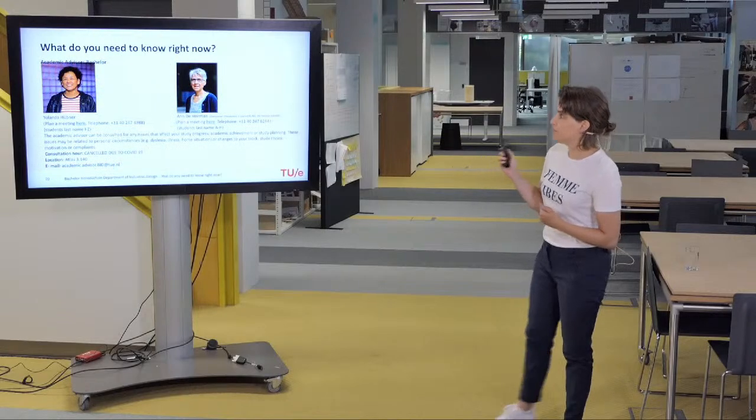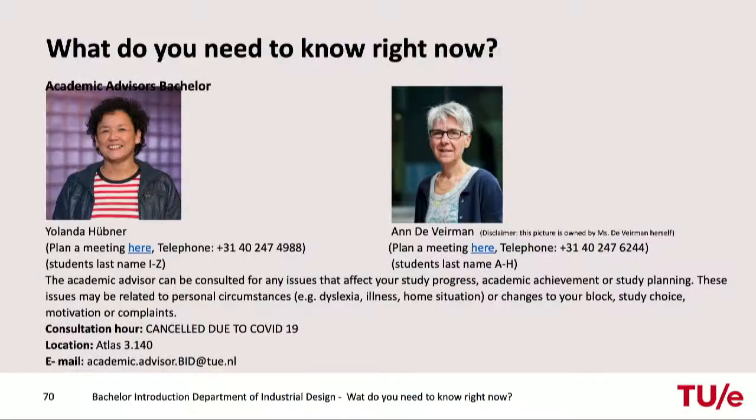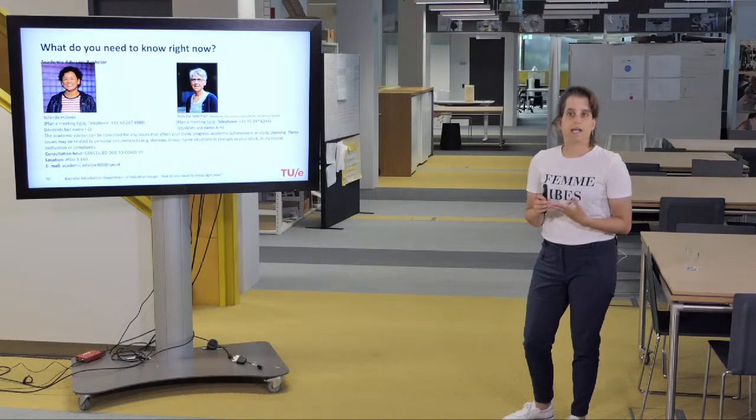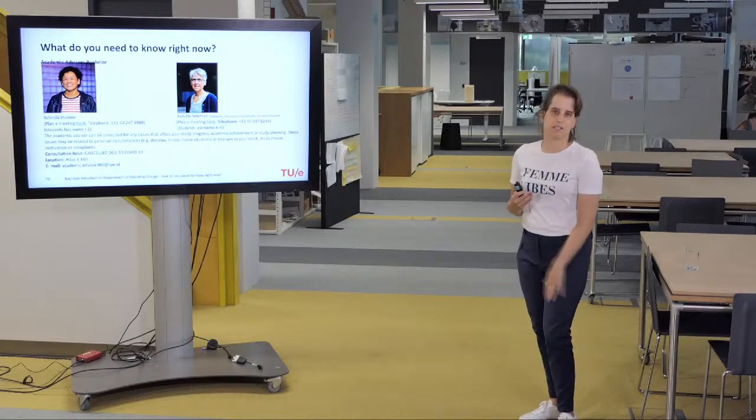Then we have study advisors, or academic advisors for the bachelor, as we call them. These people are very important for you, because we can imagine sometimes during your first year, you might encounter some difficulties going from high school to university, or some other personal issues might come up. You never know. And then you can contact the academic advisor for any issues that affect your study progress. For example, also if you have a disability or dyslexia and you need some extra rules, you need some extra assistance for your examinations, things like that.